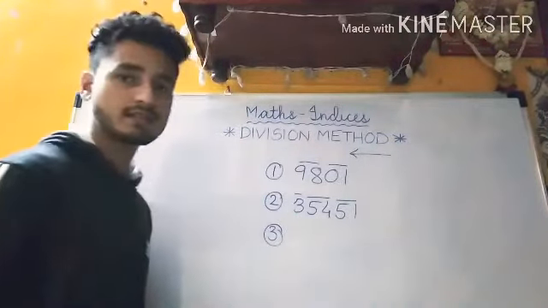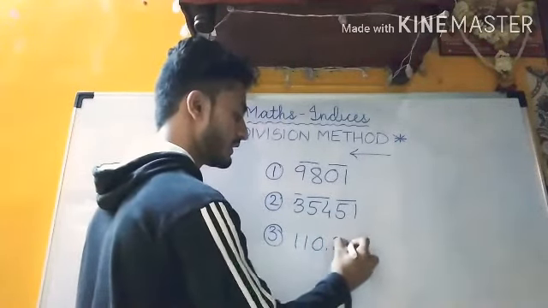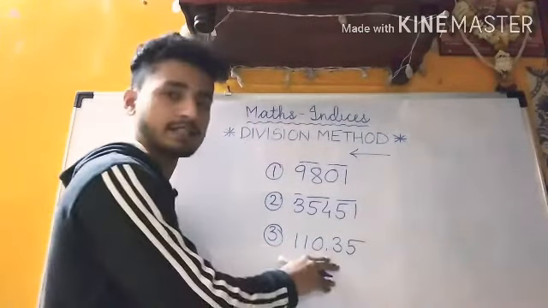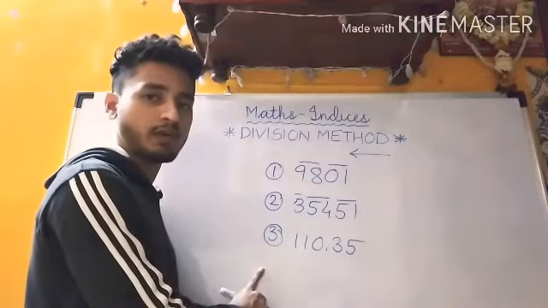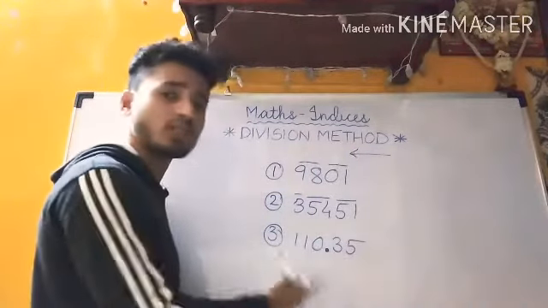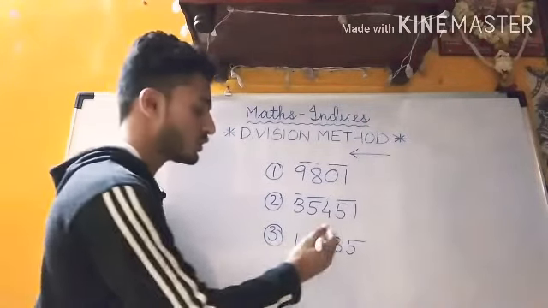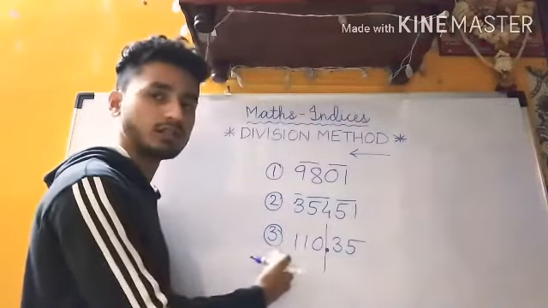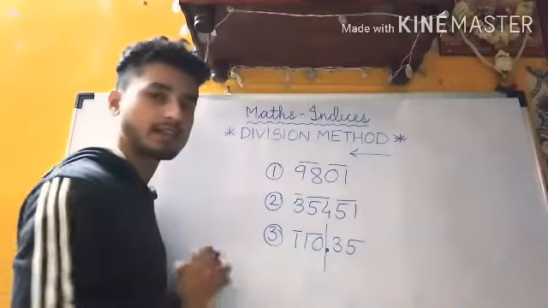What if there are chances of a decimal number? If I get a number like 110.35, whenever there is a decimal number, first we will make pairs of the number which is before the decimal point, and then we will go for the number which is after the decimal point. The number before the decimal point is 011. First we will form pairs from the part before the decimal point. So 0 and 1 will make one pair, and this one will remain as it is.